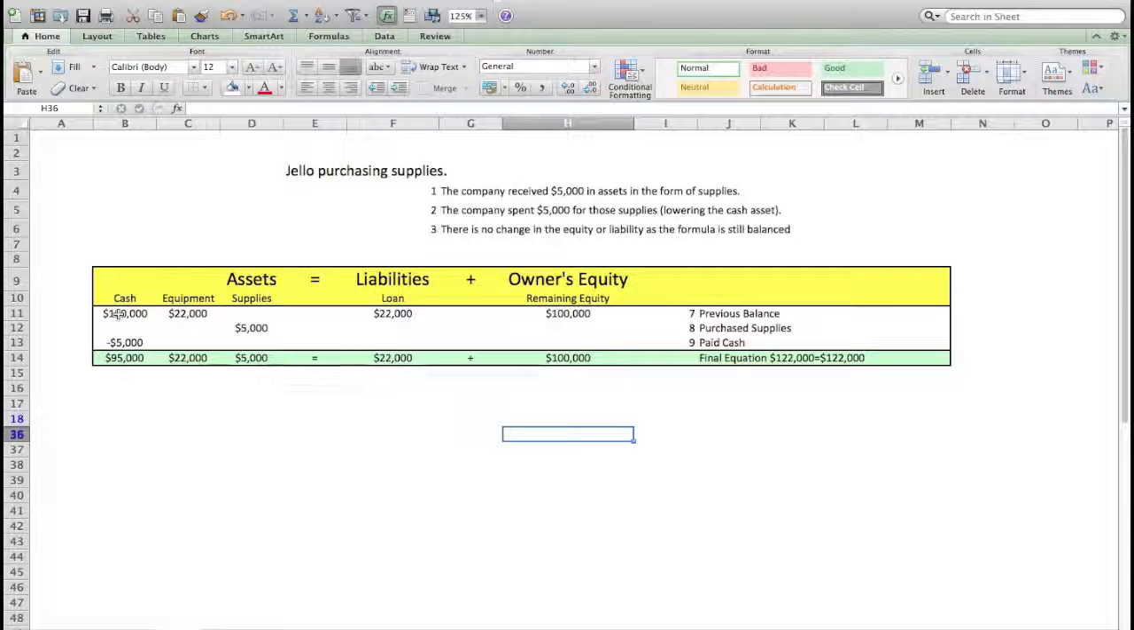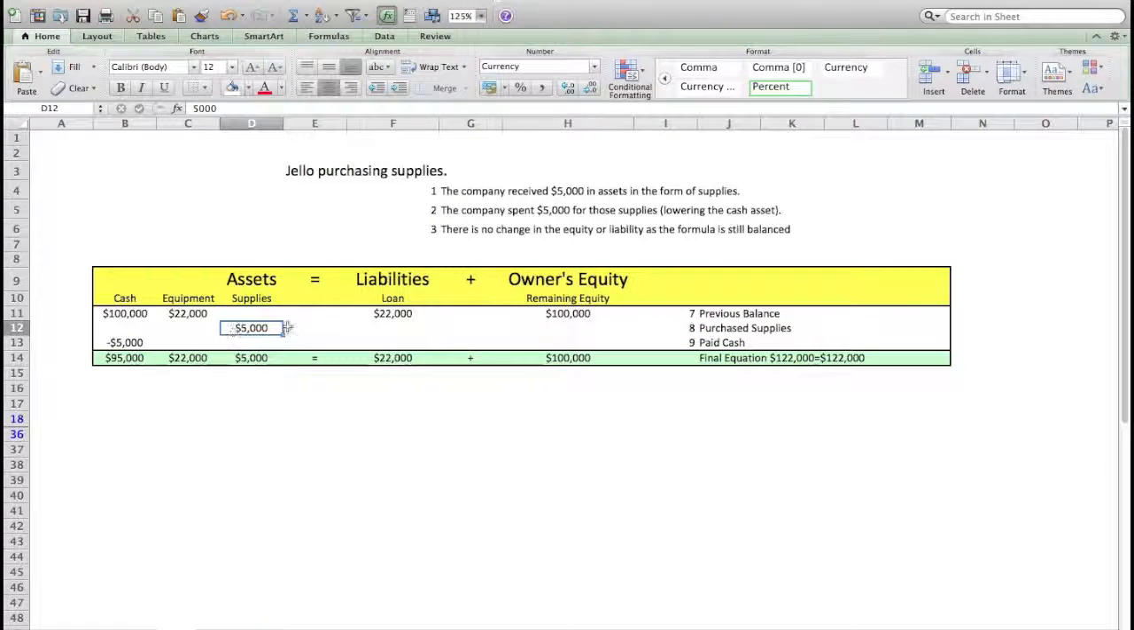If you look down at the calculation, we started with $100,000 in cash, $22,000 in equipment, $22,000 in loan, and $100,000 in remaining equity. We purchased supplies, so we add $5,000 to supply. So it's another type of asset we're adding in there. Like I said, assets, multiple types of things can go in there, multiple categories. And the same with liabilities and even owner's equity when you start getting into multiple owners and doing that kind of thing.